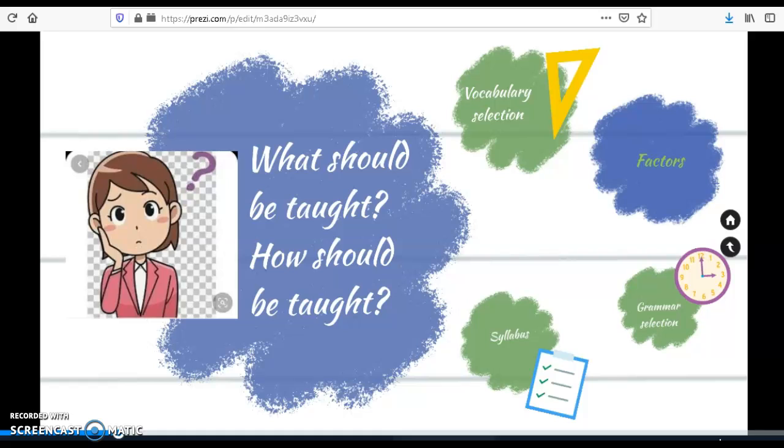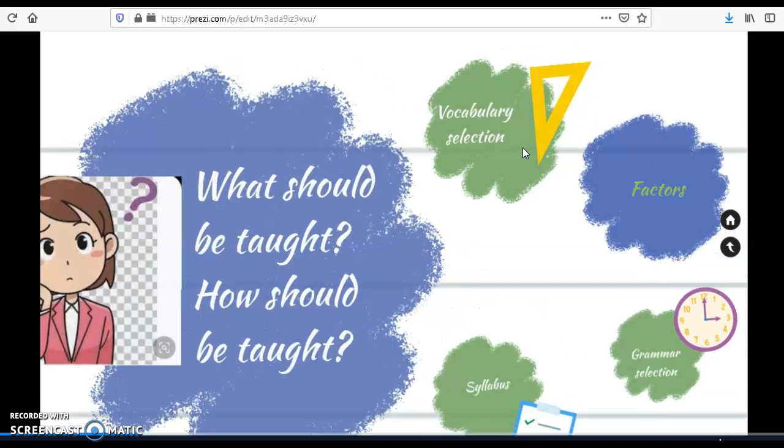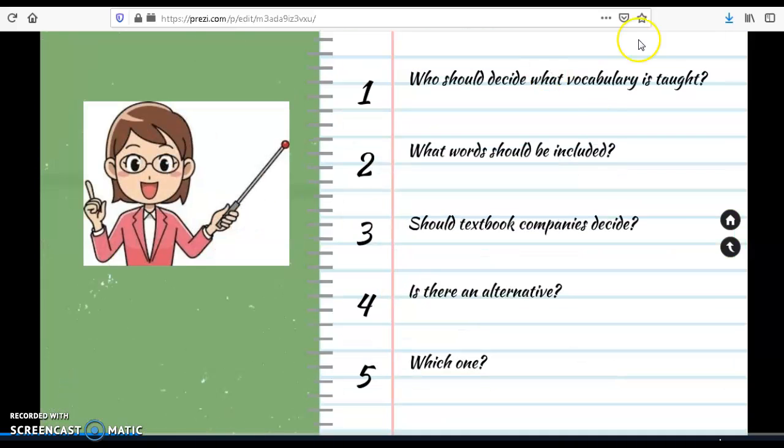However, what should be taught and how should it be taught? People answer these questions by focusing on specific types of selection: vocabulary selection and grammar selection. Who should decide what vocabulary is taught? What words should be included? Should textbook companies decide? Lee and Richards conducted a textbook analysis of 5 textbooks. Out of the 5 textbooks, only 77 words were in all 5.